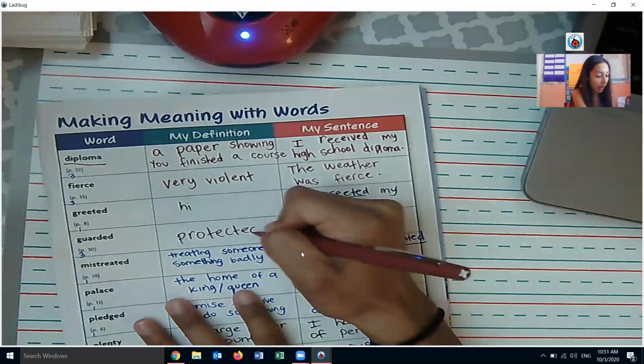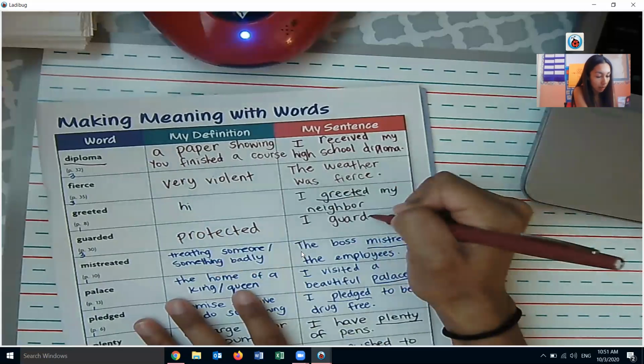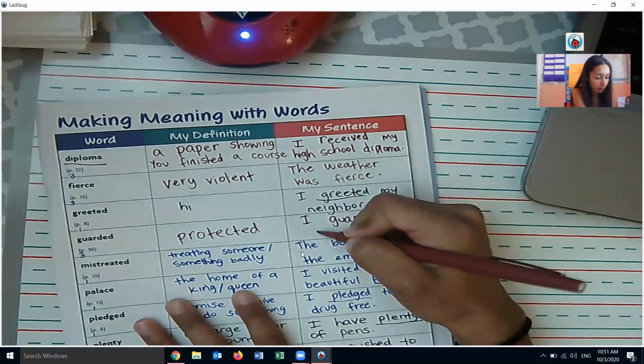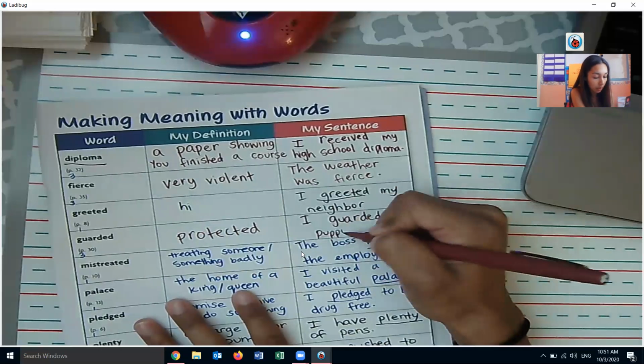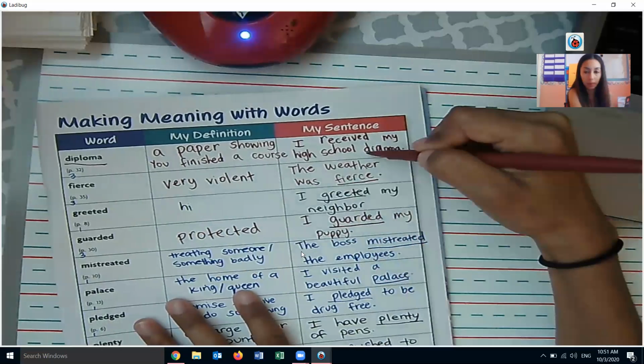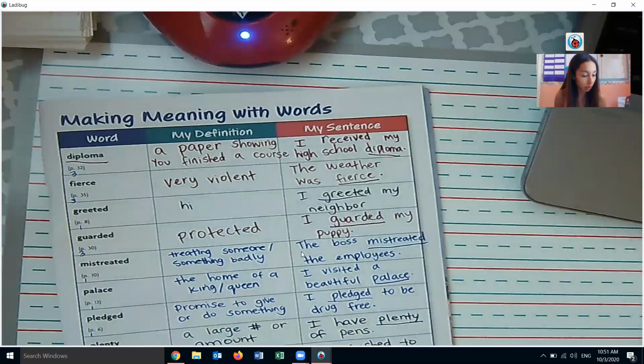So maybe I guarded, I'll say my puppy, because they need some protecting. They're so little. Guarded, fierce, diploma. So our 3 vocab words for week 3.